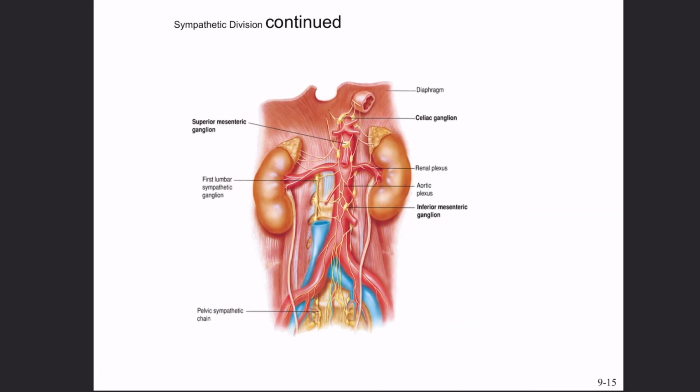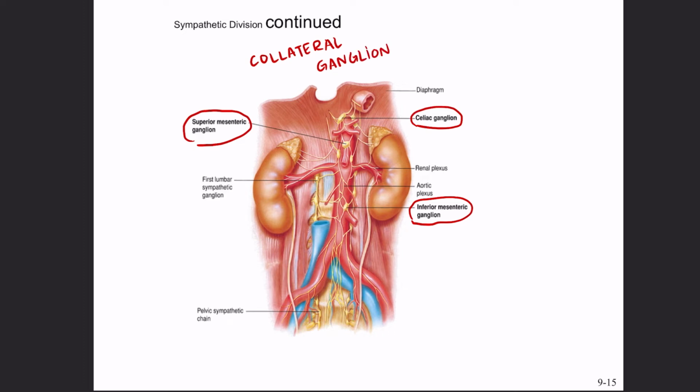So you can see the collateral ganglion really well here, in the celiac and inferior mesenteric and superior mesenteric. These are just examples of collateral ganglion. They are different from the sympathetic chain ganglion because the sympathetic chain ganglion were the ones that were directly next to your spinal cord.